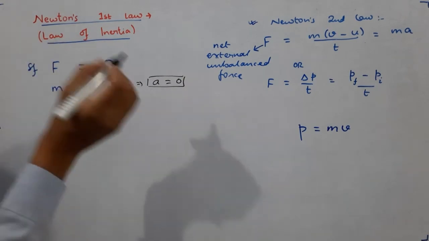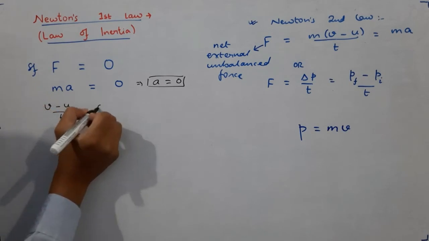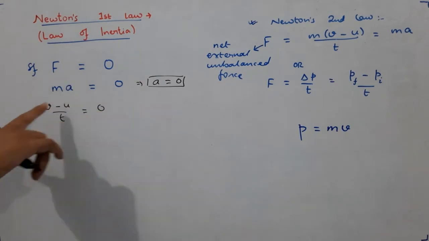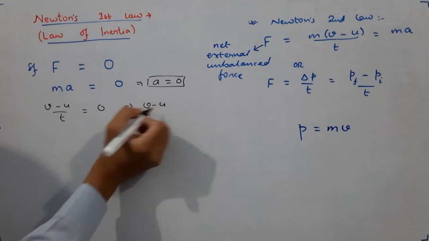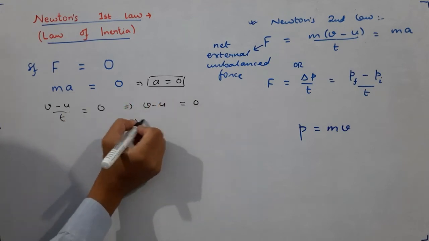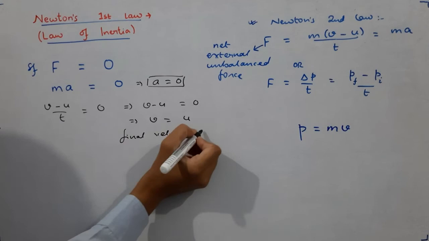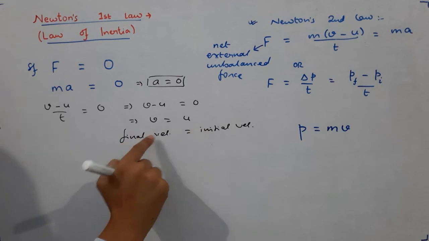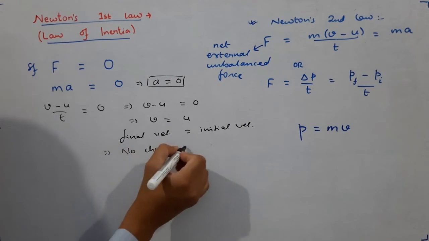What does this mean? If a is equal to 0, the rate of change of velocity will be 0. This is the definition of acceleration. a is (v minus u) by t, that becomes 0. And if this becomes 0, then v minus u is equal to 0 into t, that is 0, and this implies v becomes equal to u. What is v? v is our final velocity. And what is u? u is our initial velocity. What does this mean? If final velocity is equal to initial velocity, this implies there is no change in velocity.